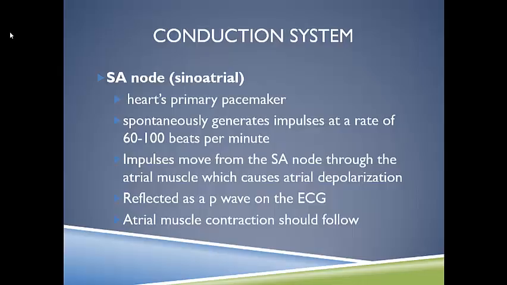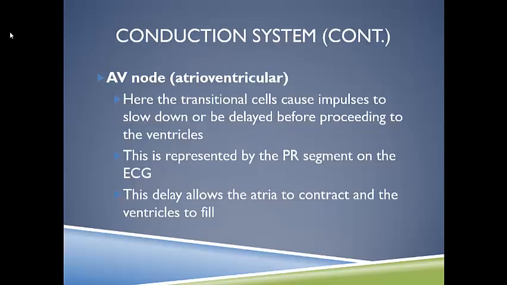Impulses move from the SA node through the atrial muscle, which causes atrial depolarization. This is reflected as the P wave on the EKG or ECG. Those terms are interchangeable. After this, an atrial muscle contraction should follow. Blood should be pushed out of the atria down into the ventricles.